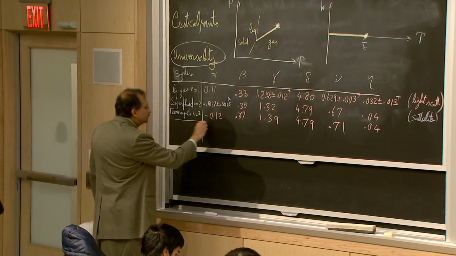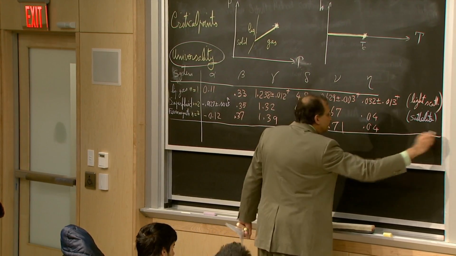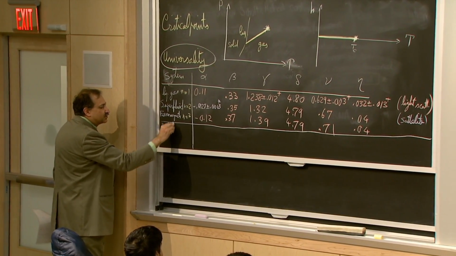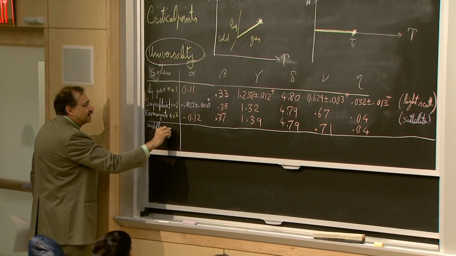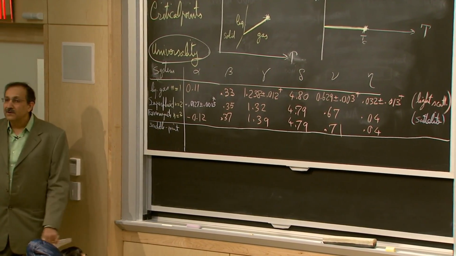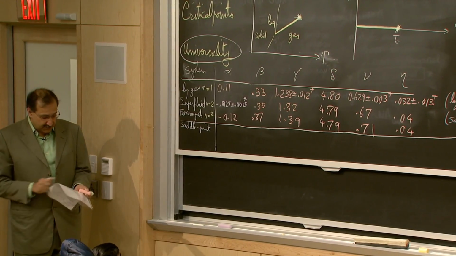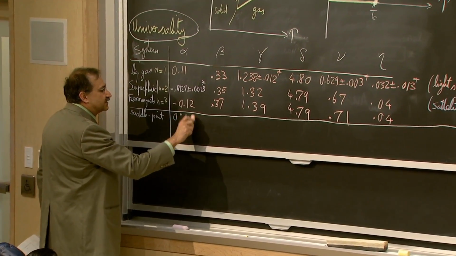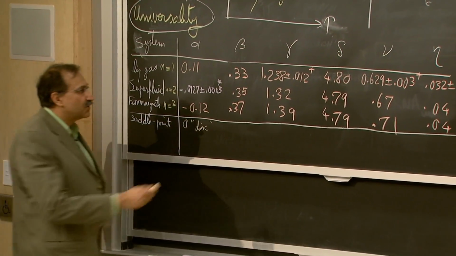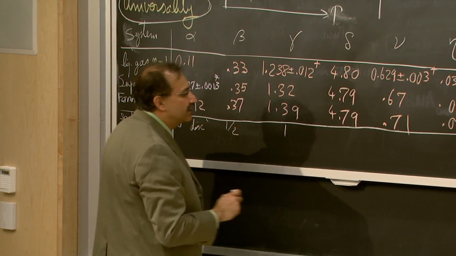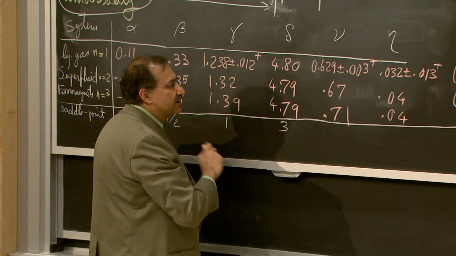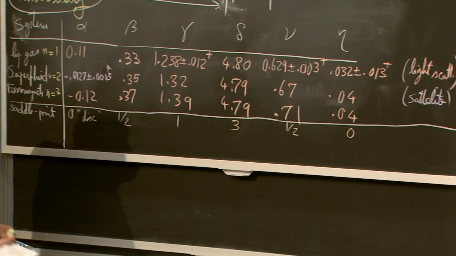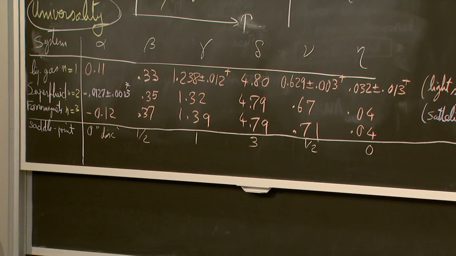So in an attempt to try to answer that, we built this Landau-Ginzburg theory and tried to calculate its singular behavior using the saddle point approximation. And the numbers that we got, alpha was 0, really meaning that there was a discontinuity, beta was 1/2, gamma was 1, delta was 3, mu was 1/2, eta was 0, which don't quite match with these numbers that we have up there.